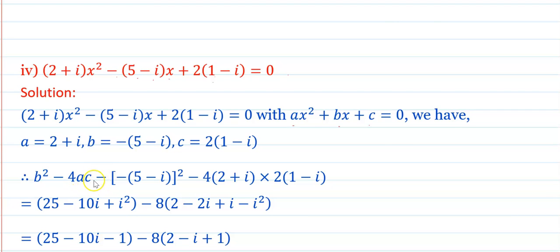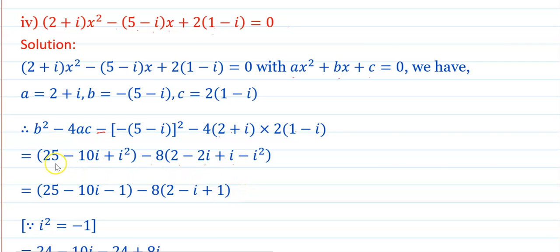Okay. And here the value of b square minus 4ac is equals to in square bracket minus 5 minus i bracket square minus 4 into a is 2 plus i and c is 2 in bracket 1 minus i. That is, 5 minus i bracket square means what? 25 minus 10i plus i square. i square is minus 1. Next here multiplication, 2 into 4, sorry, 2 into 4, you will get 8. 2 into 1, you will get 2. 2 into minus i, minus 2i. i into 1, you will get plus i. i into minus i square.